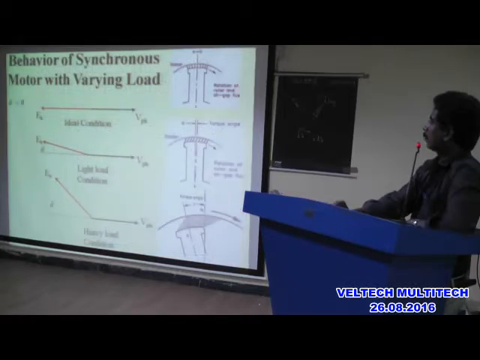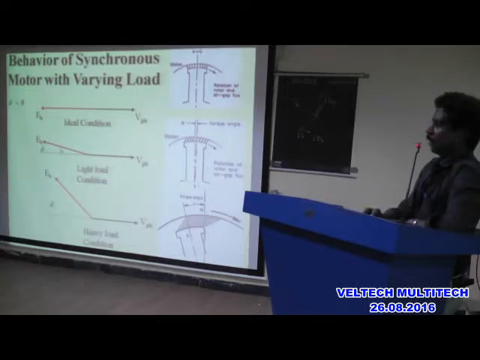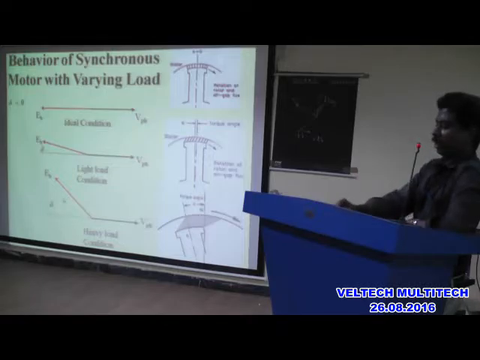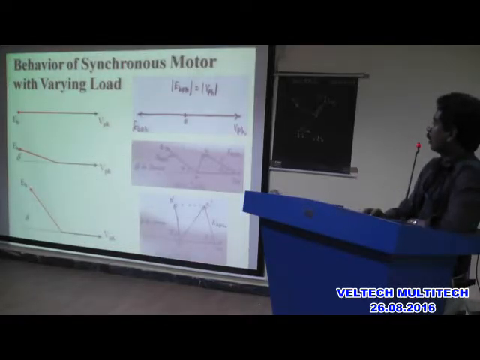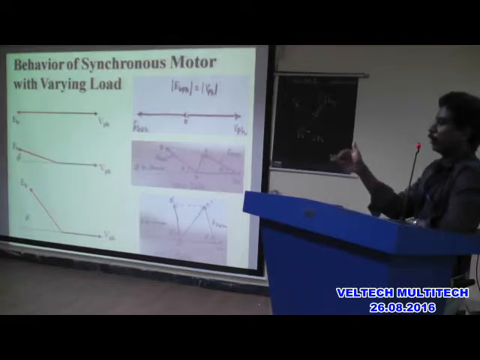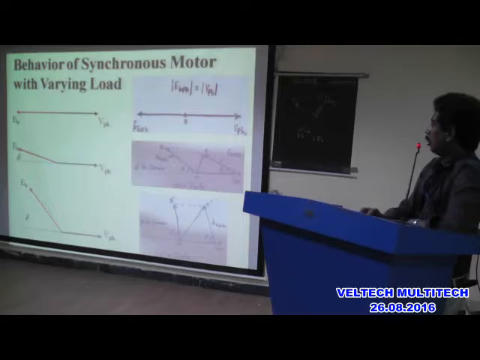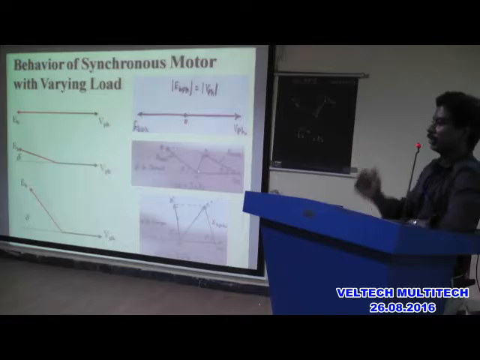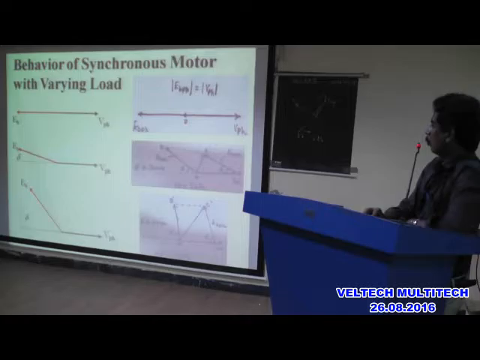Now this is the case. Here load is zero, delta equals zero. We are increasing load, slightly the delta increases. More load, more delta. Similarly, if delta equals zero, the current is zero. What is the current? (V phase minus Eb phase) divided by Zs. Here at 50% load, V phase minus Eb phase is nothing but Ia Zs. In any machine, Zs is constant. That means this is Ia. So more load, more delta.